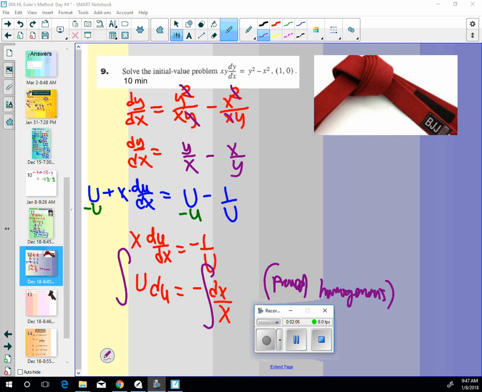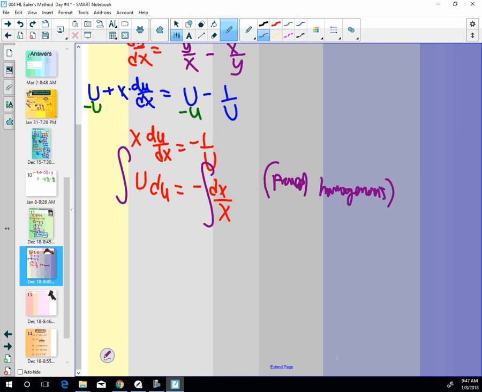All right, so now we're going to work this out. This is just going to be u squared over 2, equals negative natural log of x plus c. Now you bring in your point, 1, 0, and now we have to find c.